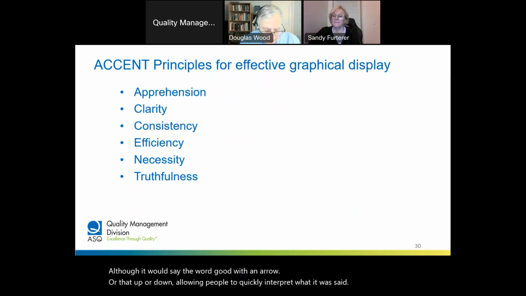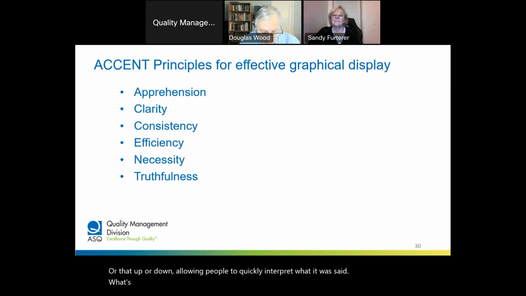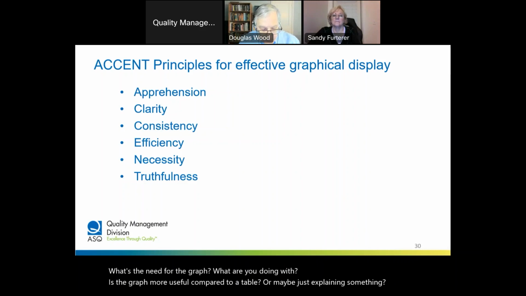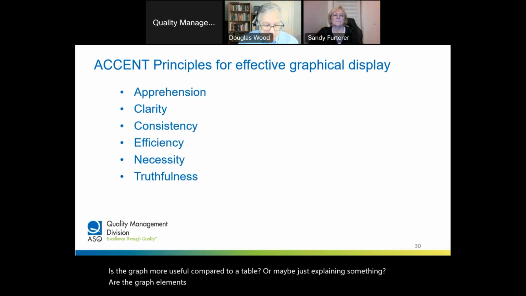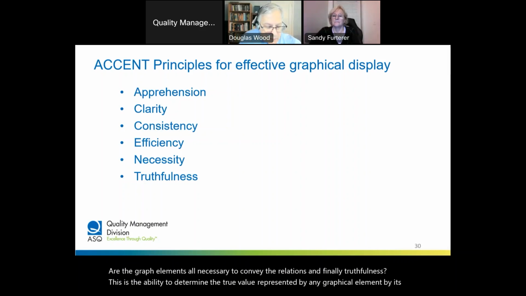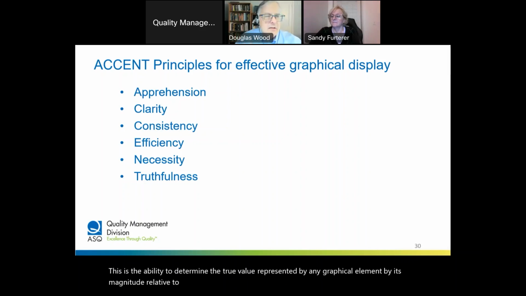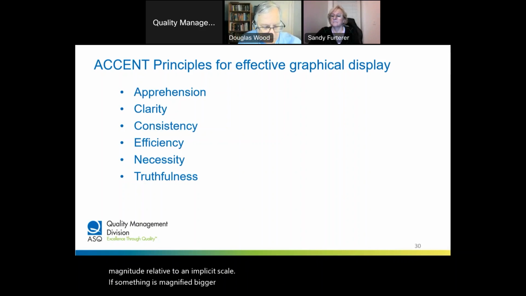Okay, necessity. What's the need for the graph? What are you doing with it? Is the graph more useful compared to a table, or maybe just explaining something? Are the graph elements all necessary to convey the relations? And finally, truthfulness. This is the ability to determine the true value represented by any graphical element by its magnitude relative to an implicit scale. If something is magnified bigger than it should be, it's going to look out of proportion. Next slide.